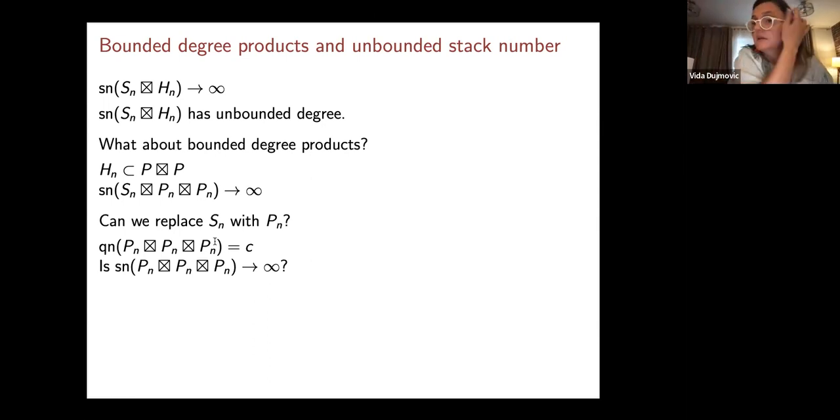So from one of the results on Q number on products, we know that Q number of this graph is bounded, but what about the stack number of this 3-dimensional grid?